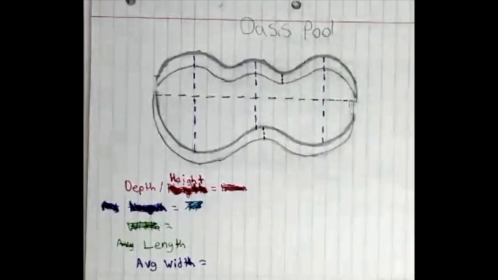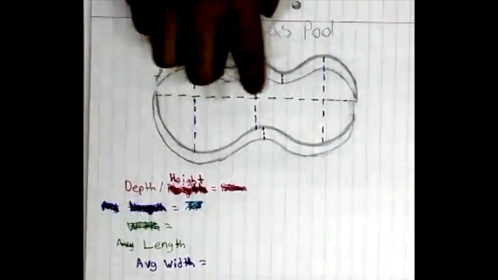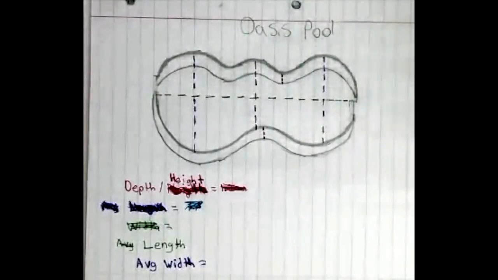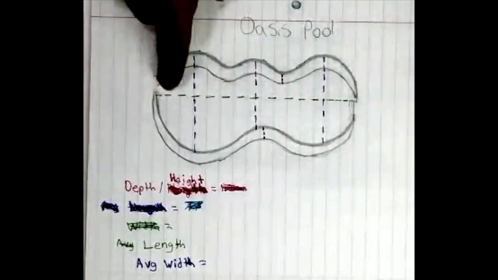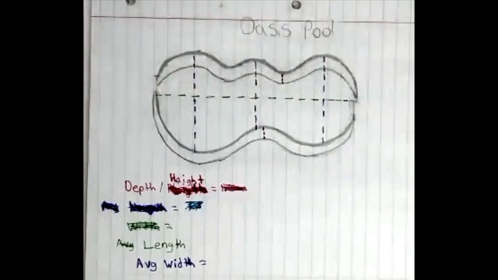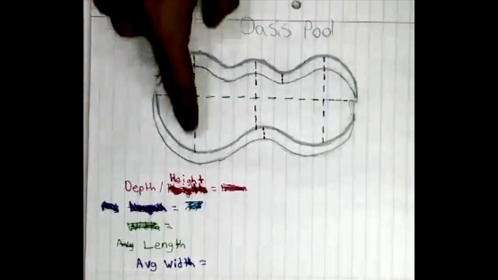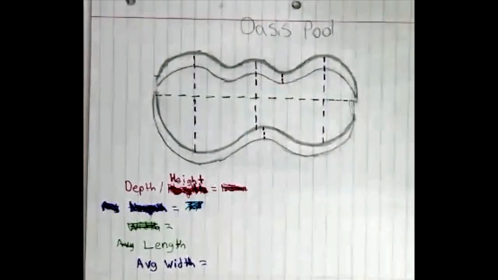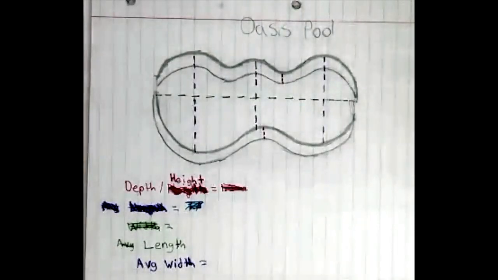For the length of the pool, which is labeled green, we used the measuring tape, and we found that it was around 7.5 meters. Average width, which is the purple ones, we had to measure it 3 times, and then we found the average by dividing the sum of all 3 measurements by 3, and the answer was around 5 meters.